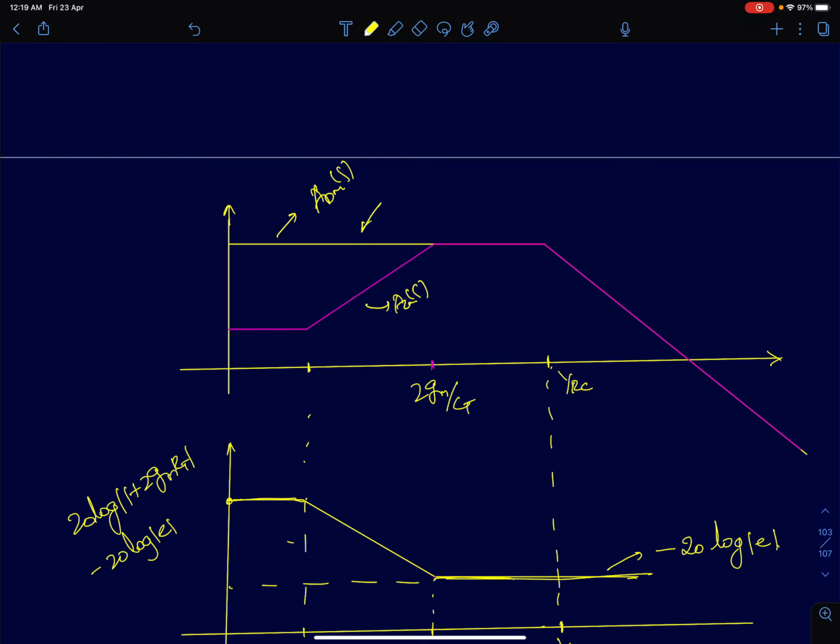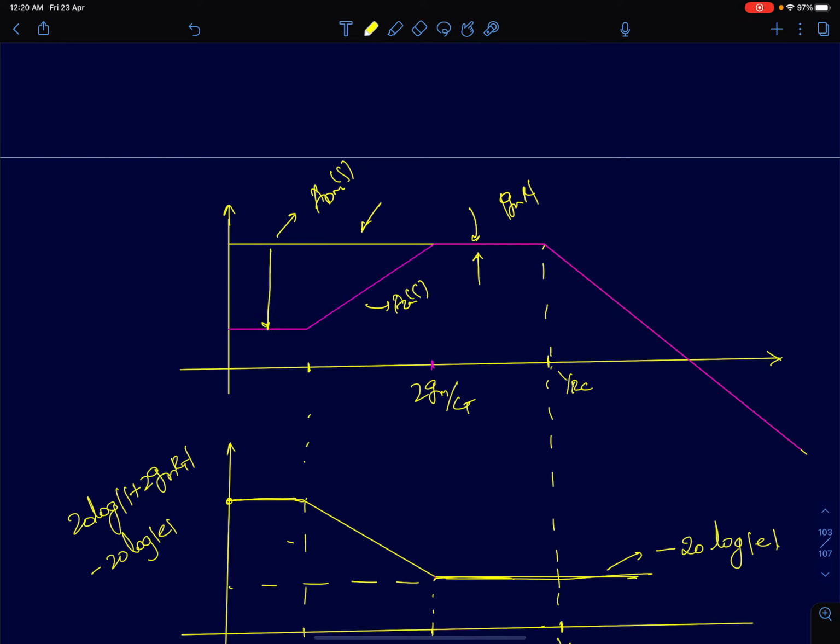You can see here, after this frequency, after 2 Gm by Ct, both the common mode and differential mode gain become the same. They both become GMR. So that's why they are indistinguishable. And after that, at 1 by Rc, both the gains are going to roll off with a slope of minus 20 decibels per decade. Now, to show the plot, I'll just subtract ADM minus ACM.